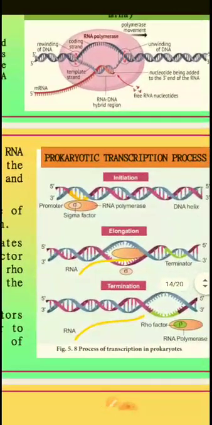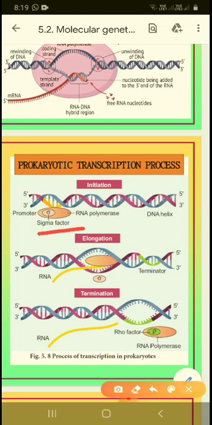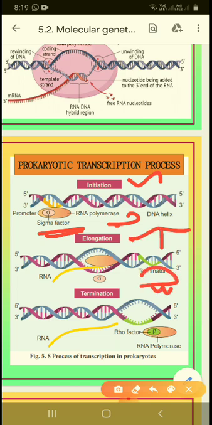So this shows the prokaryotic transcription process. In the prokaryotic process, this is the sigma factor. Already yesterday in class I told you what a sigma factor is. With the sigma factor, the polymerase enzyme binds the promoter on the DNA helix. This is very important for the initiation. Then comes elongation, and after that the termination.